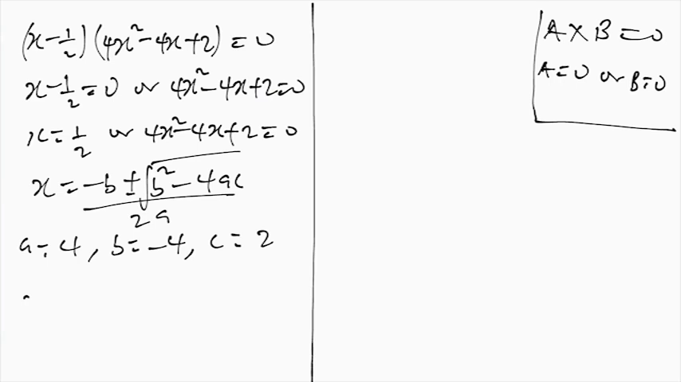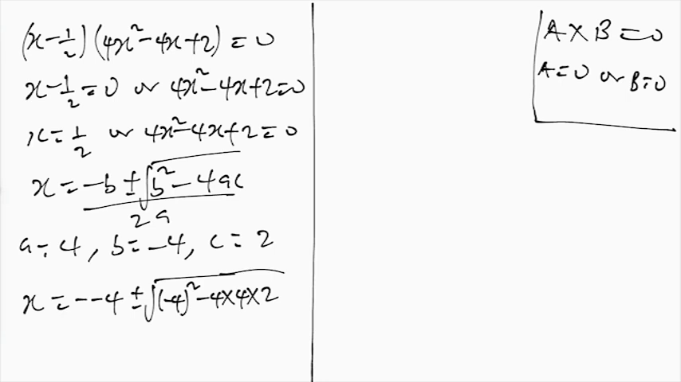Hence, we have x equals to, our b is minus 4, so we have minus minus 4, plus or minus square root of minus 4 squared, minus 4 multiplied by our a, which is 4, and our c, which is 2. Divide by 2a. So the next thing we do now is we simplify further. So we have x will equal to minus multiplied by minus will give us plus. That will become 4. Whether you include the positive or not, does not really matter.